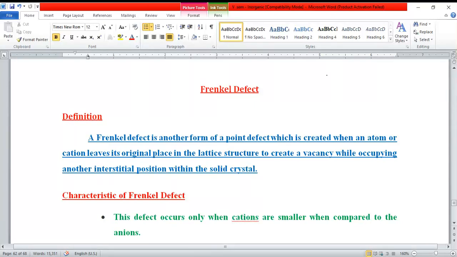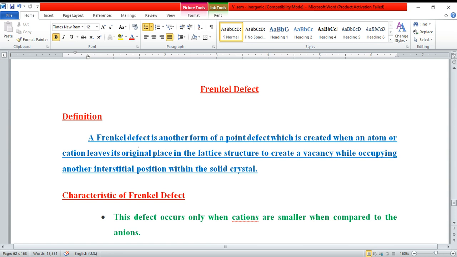Dear students, in this video we are going to discuss the Frenkel defect. In the previous video we discussed the Schottky defect. Both of them come under point defects. In this video, we can discuss the Frenkel defect one by one, with the definition and characteristics, with some illustration. Let us see.